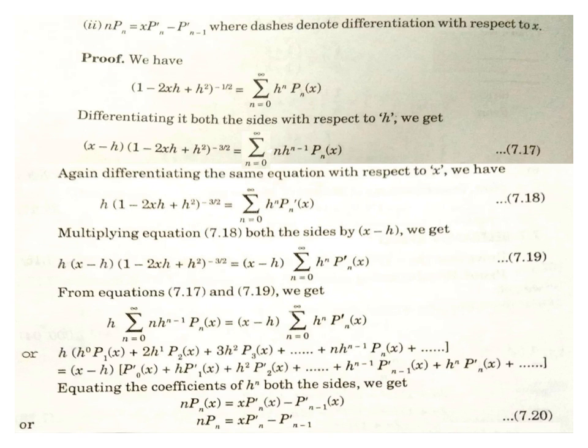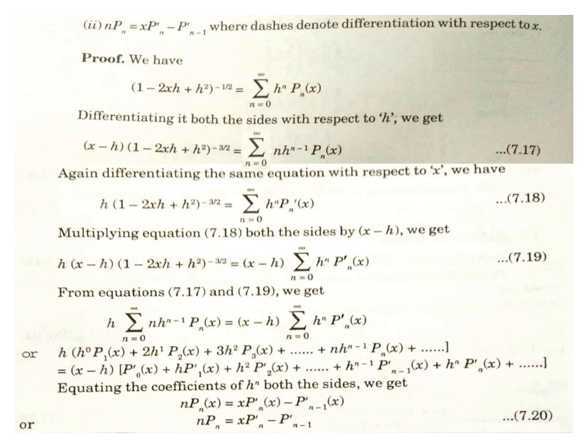So here we have minus half into (1 minus 2xh plus h squared) to the power minus 3/2, and with respect to x we get minus 2h. Minus half and minus 2h are multiplied together to give h, and finally it is simplified in this form. As we are differentiating with respect to x, the right hand side has h to the power n the same, and Pn(x) is differentiated as Pn'(x). Now we multiply equation 7.18 on both sides by (x minus h). So we get this particular equation 7.19.